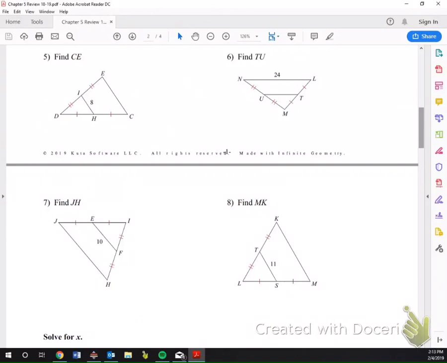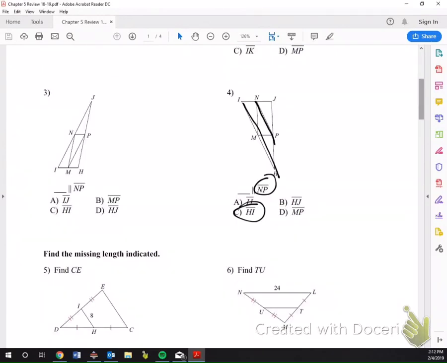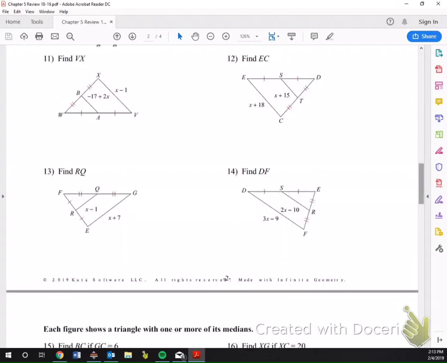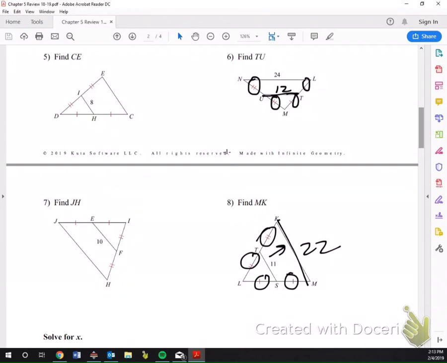So, we're looking at number 6. TU without that bar on top of it, see if we go back here, it's got a little bar on top of all the letters. Here it doesn't. That means distance. So we know that if NL is 24, then the mid-segment is half the length and parallel to it. So it's 12. Number 8, MK, if the mid-segment's 11, it's half the length of the third side. 11 times 2, 22.